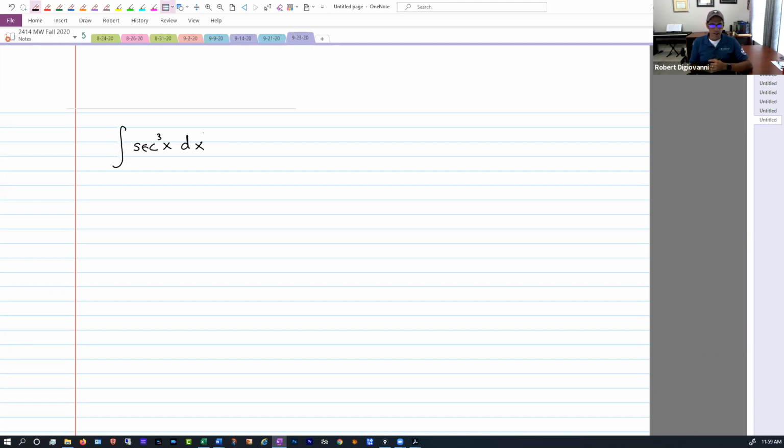So anyone have just an instinct as to what you might want to do on this? Do you peel off a secant x? Okay, I'll peel off a secant x. Is it all right if I peel the secant x off the front? It doesn't matter which way I write it, right? I could go secant x times secant squared, or I could do secant squared times secant. It's kind of up to you. I'll write it both ways.